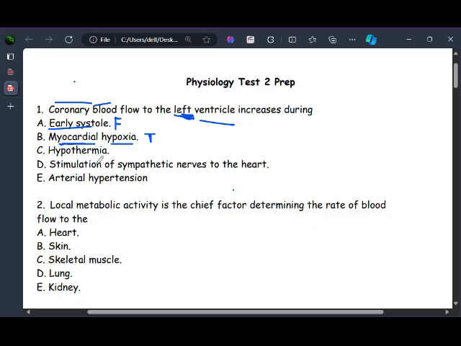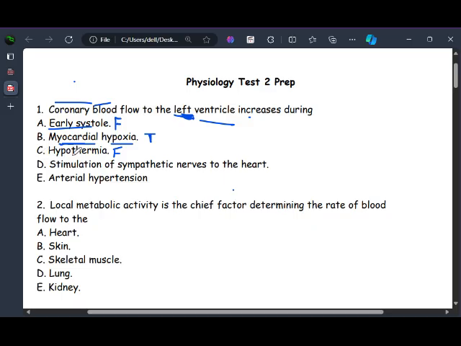And then option C: coronary blood flow to the left ventricle increases during hypothermia. Is that true or is that false? That one looks false to me. The reason it's false is because during hypothermia, the body systems generally slow down. So even coronary blood flow itself is going to slow down. Hypothermia slows down almost every metabolic activity, so even the heart's metabolic activities are going to reduce during hypothermia.